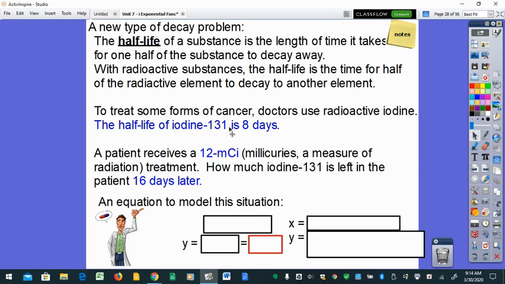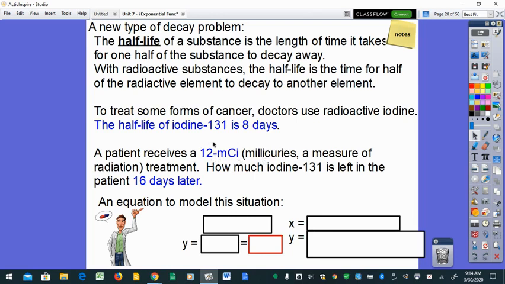So this is the name of a radioactive material right here. Every 8 days, half of it would disappear, half of it would change. So if a patient receives 12, there's the initial amount, and this is called millicuries. It's a measure of radiation treatment. It's the unit, like the grams, the inches, the feet. Millicuries is just another type of unit, in this case for measuring radiation.